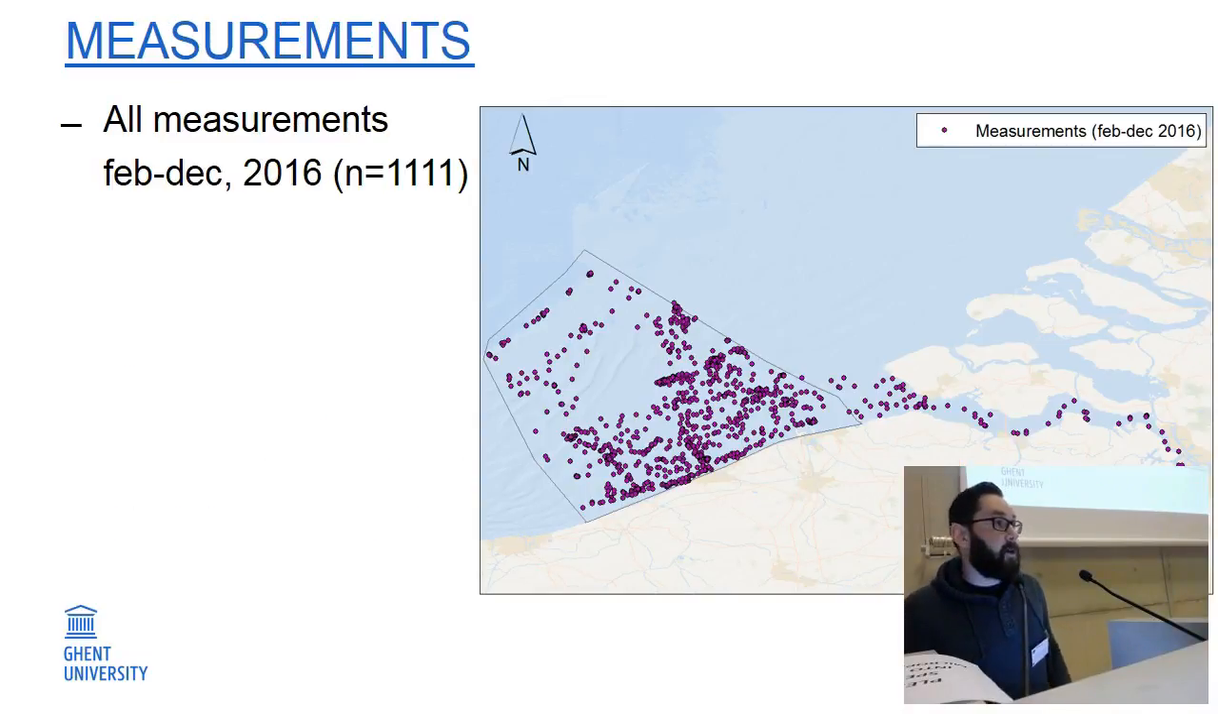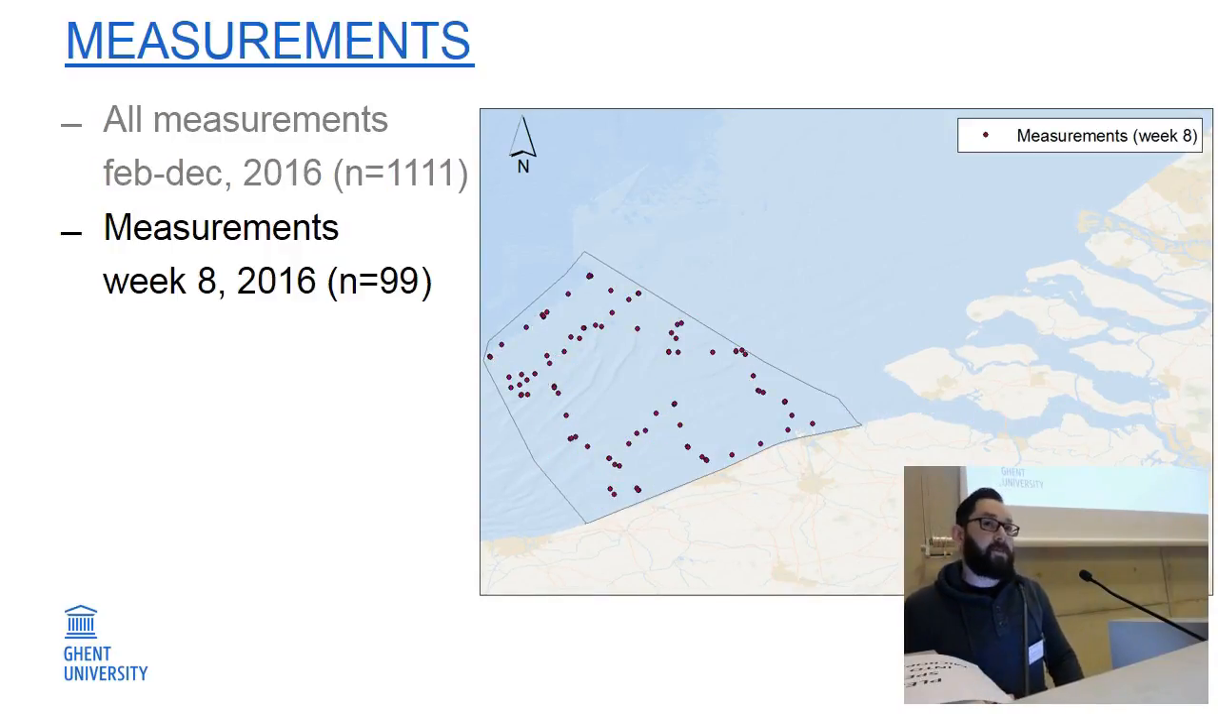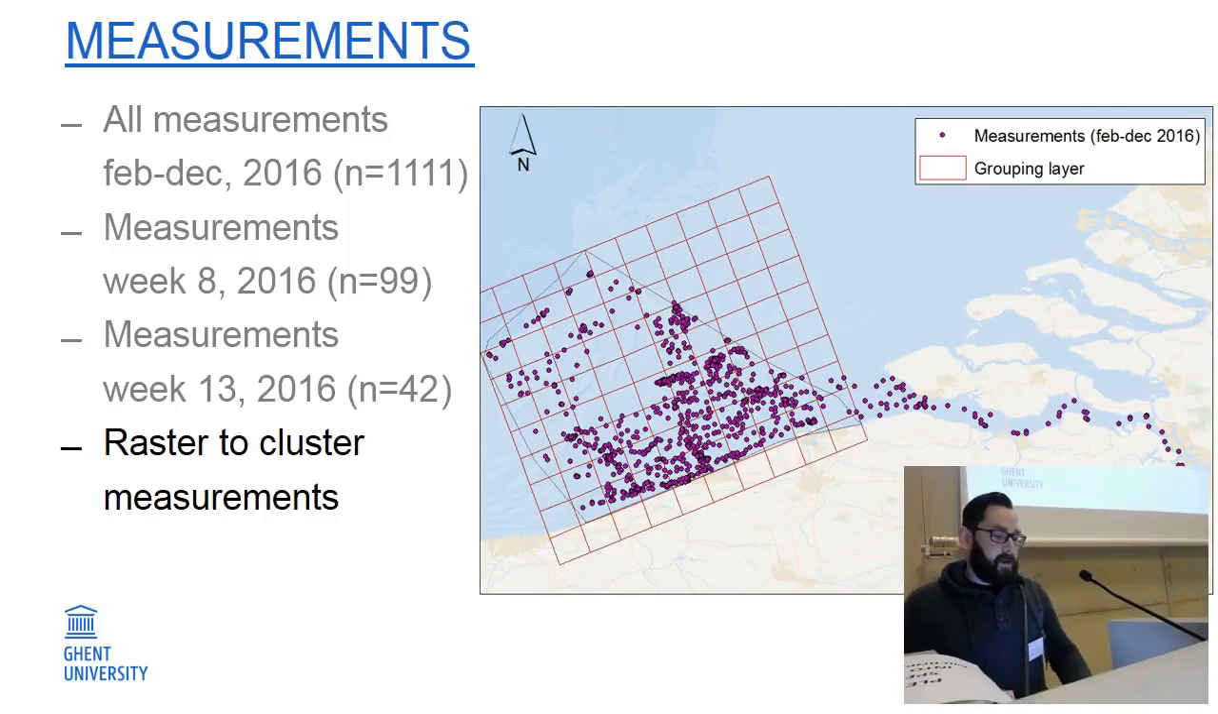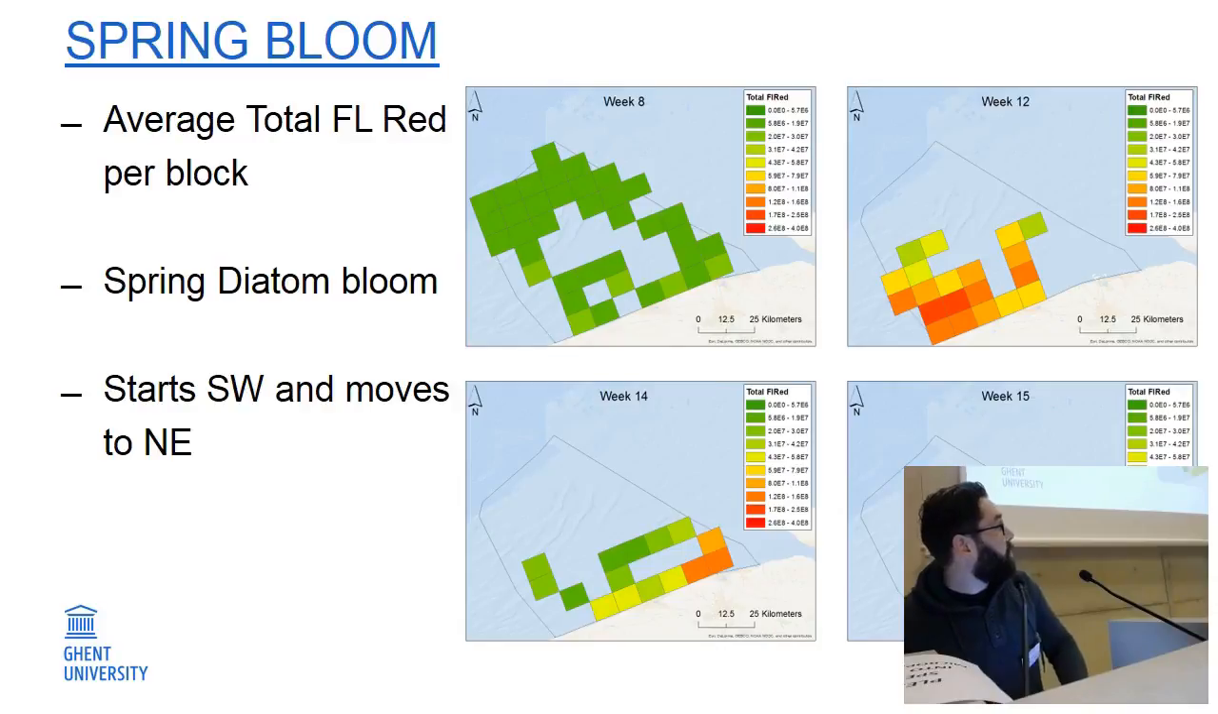So what you see here are all measurements taken with one protocol. You see that there's a large spatial difference in where the measurements are taken. This is especially clear if you look on a smaller time scale. These are the measurements of week 8. These are the measurements in week 13. So to overcome that, I created a grouping layer so that I can group measurements and spatially and temporally analyze the measurements. So now I'm going to show some results.